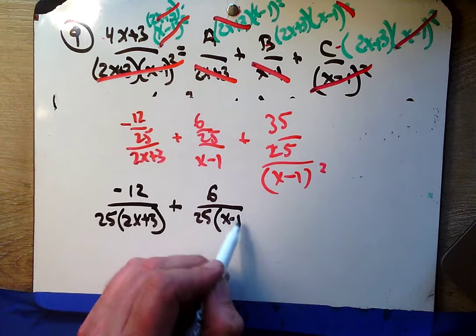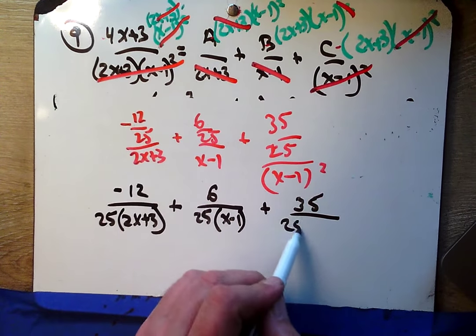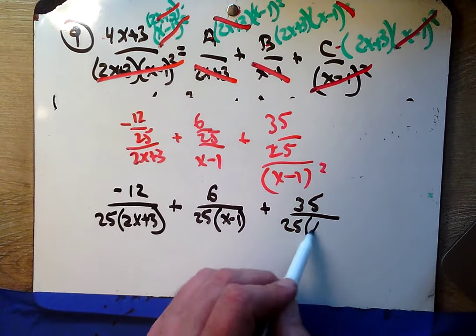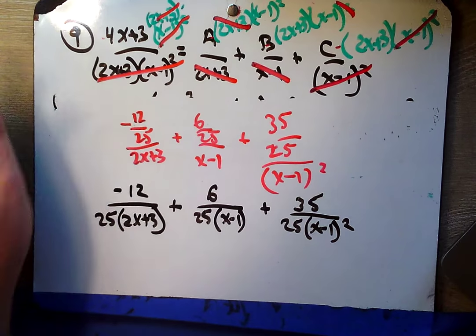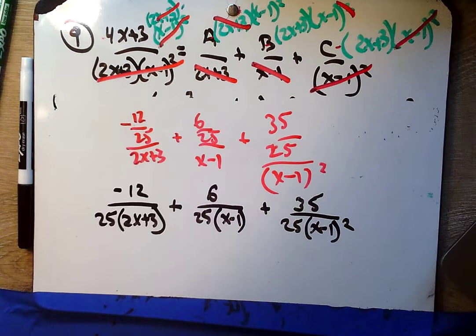Where they moved all these 25s to the bottom so that we didn't have complex fractions. And I actually kind of like that a lot better. There's my answer. I wouldn't mark that wrong. Number 10. Let's take a look at number 10.